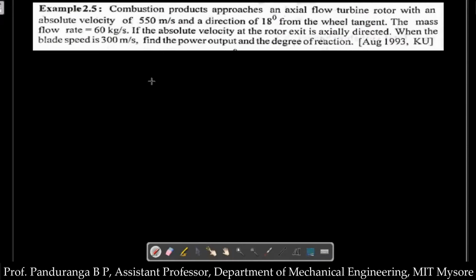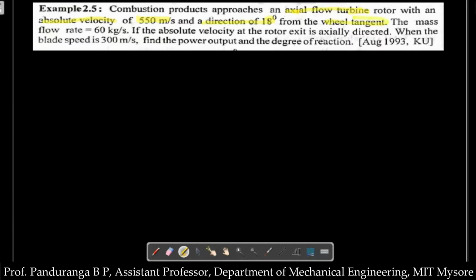So here in this problem, combustion products approach an axial flow turbine rotor with an absolute velocity of 550 meter per second. So the combustion products, nothing but the gases, are entering an axial flow turbine. Generally, gas and steam turbines are all axial flow turbines. So here, the gas is entering with an absolute velocity of 550 meter per second in a direction of 18 degree from the wheel tangent.